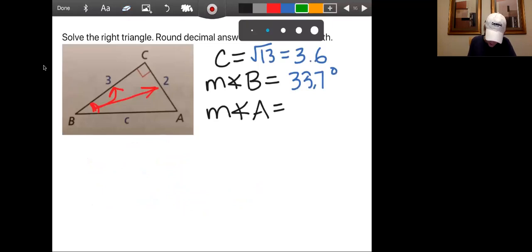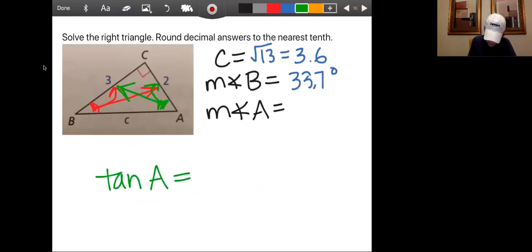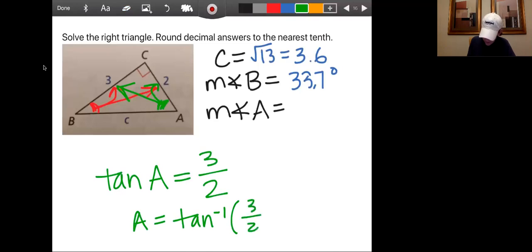Okay, let's erase that, and let's try angle A. Looking at angle A, use a different color. What we're given is the opposite and the adjacent. So then we could say tangent. The tangent of angle A equals opposite over adjacent. SOH CAH TOA. Again, what are we looking for? The angle. What's happening? Tangented. So we're going to inverse tangent. So angle A is the inverse tangent of 3 divided by 2.